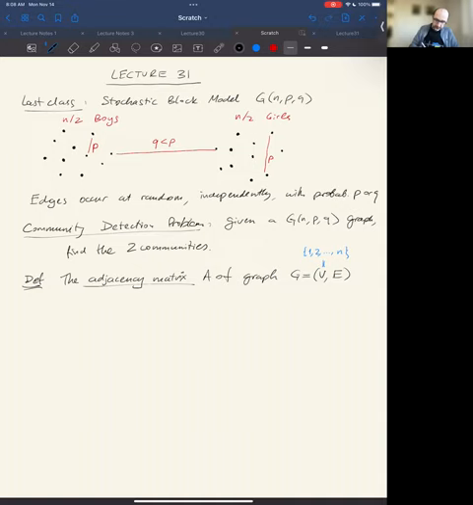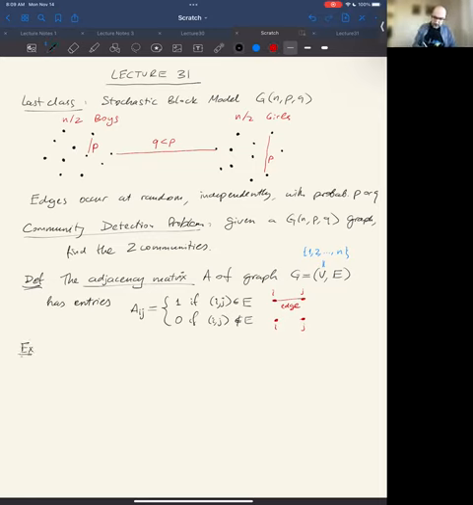The adjacency matrix of the graph is a matrix whose entries are 0 or 1, depending on whether this pair of vertices is connected or not. It's 1 if this pair of vertices ij belongs to E. And remember, E is a set of edges. So it's just a fancy way of writing that there is an edge between I and J. And 0 if they're not connected, if there is no edge between I and J.